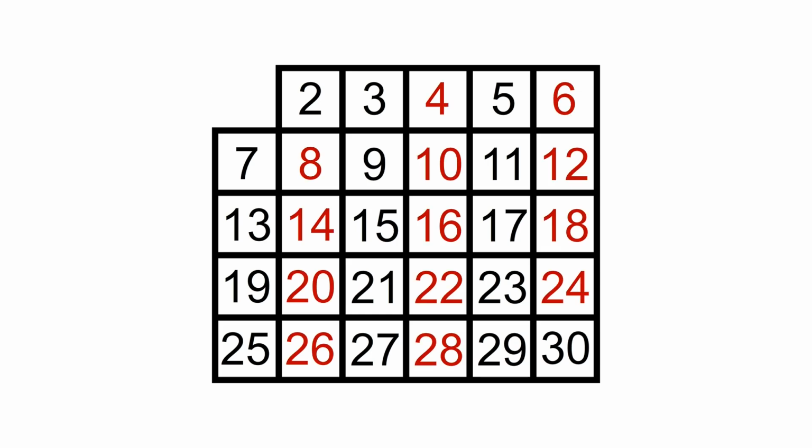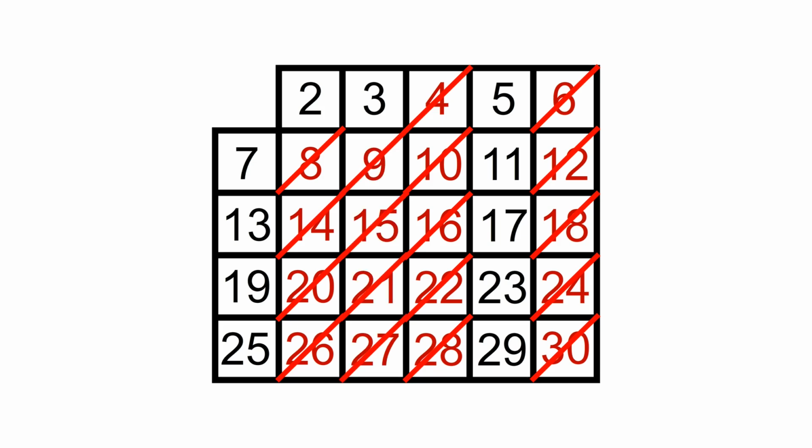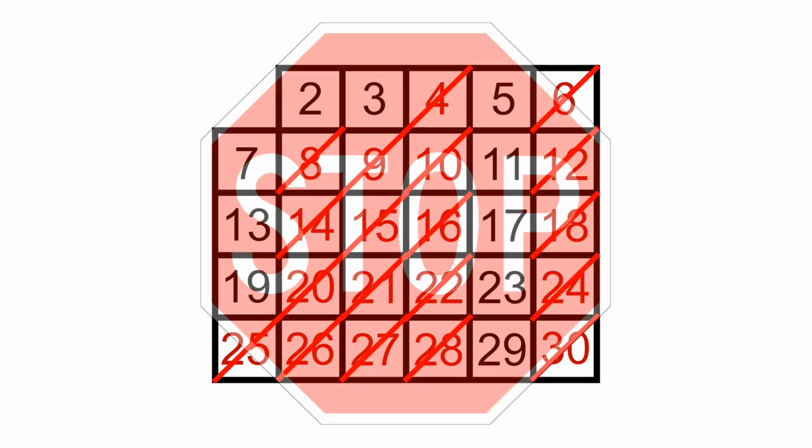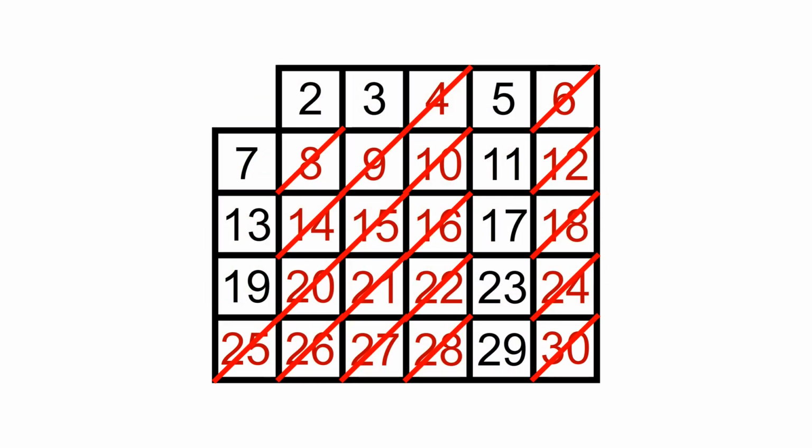First, find all multiples of 2 that lead up to 30. Mark those as composite. Now do the same for 3. Since we marked out 4, we skip that number and move to 5. Stop! You have now found all composite numbers between 2 and 30.